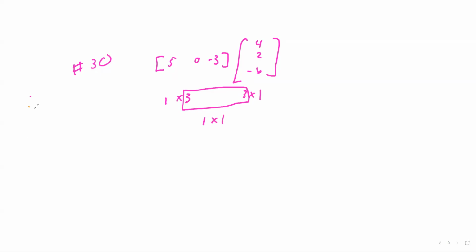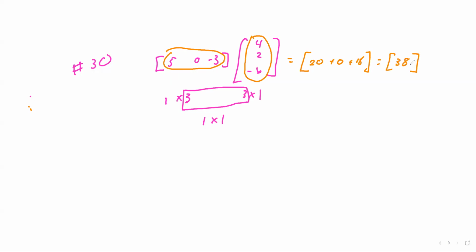All right. When I do that, it's basically this row times this column, and I'll be left with one answer. So 5 times 4 is 20. 0 times 2 is 0. -3 times -6 is 18. So 20 plus 18, my answer would be 38. All right.